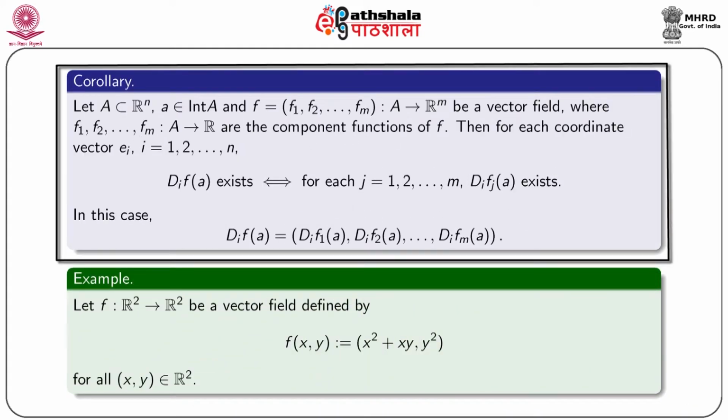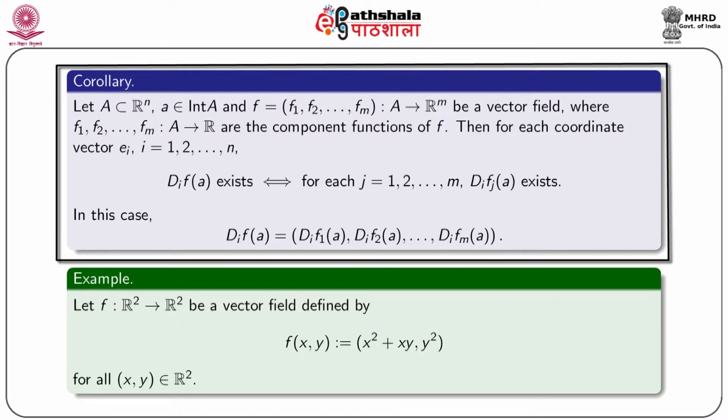One corollary. Let A be a subset of R^n, a is an interior point of the set A, F is a vector field defined on the set A with its codomain R^m, and F1, F2 up to Fm are the components of the vector field F. Then for each coordinate vector Ei, we can find that DiF(a) exists if and only if for each j equal to 1 to m, DiFj(a) exists. Moreover, in this case, DiF(a) equals the m-tuple (DiF1(a), DiF2(a), up to DiFm(a)).